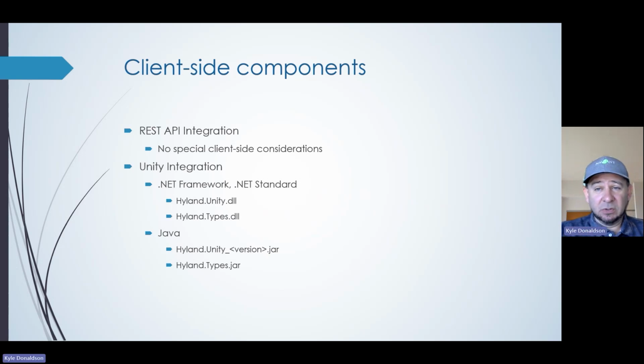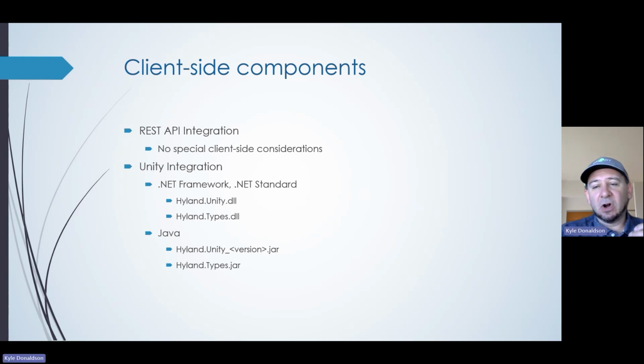Depending on the API that's chosen, there are also some client-side components that might be required. With the REST API, there are no special client-side considerations. All you need is the ability to send and receive web traffic. The Unity API requires that you include Highland libraries in the calling application. The two DLLs required for this can be copied from any core-based application. So that would be application server, Unity client, OnBase Studio, etc.